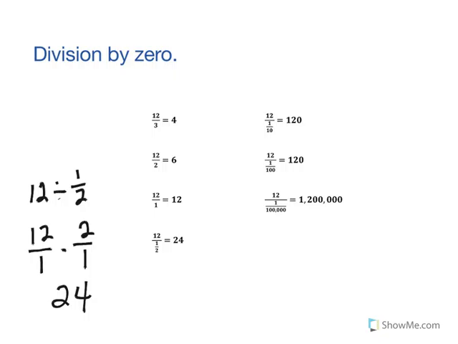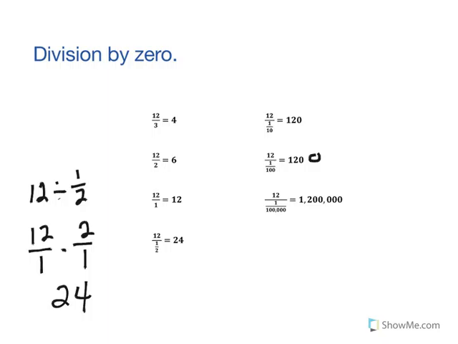Remember, when you divide by a fraction, keep, change, flip: keep the first number, change division to multiplication, and then flip the divisor, the second number, and you're going to get 24. And same thing, 12 times 2 is 24, 12 times 10 is 120, 12 times 100 is 120. No, it isn't. 12 times 100 is 1200. Oops. 12 times 100,000 is going to be 1,200,000. Let's count 5 zeros, 5 zeros, 2 zeros, 2 zeros.